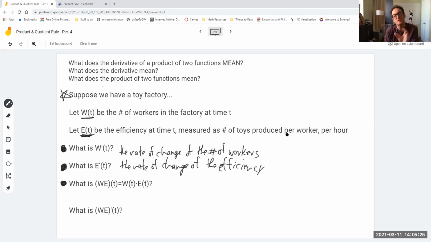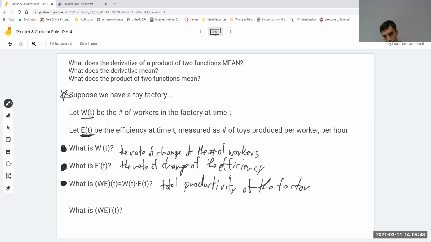What is the product of the W and E functions? This is the WE function, which is defined to be this. What is that measuring? I guess the total productivity of the factory, not accounting for workers. Yeah, I like how he says that. It's the total productivity of the factory.